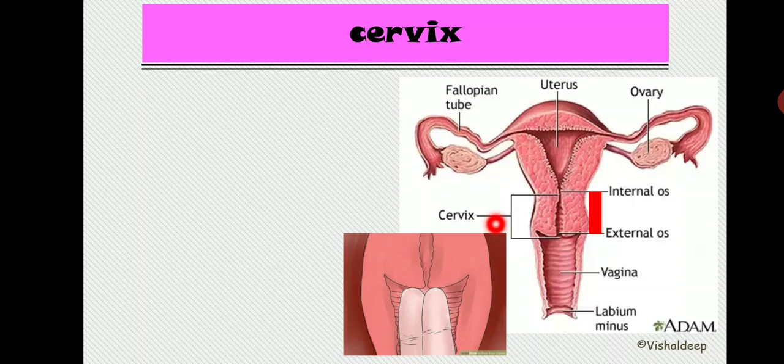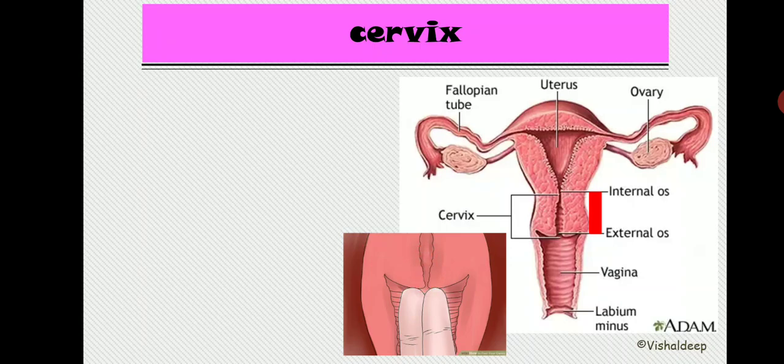And during the per vaginal examination at the time of labor, we have to check the opening of the cervix. This is the two finger method. The two fingers are inserted in the vagina, and by the tips of the fingers they are checking the dilatation of the cervix.